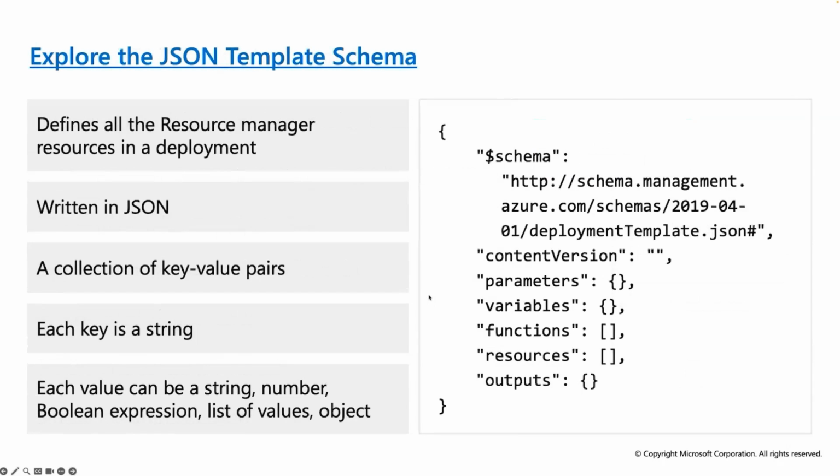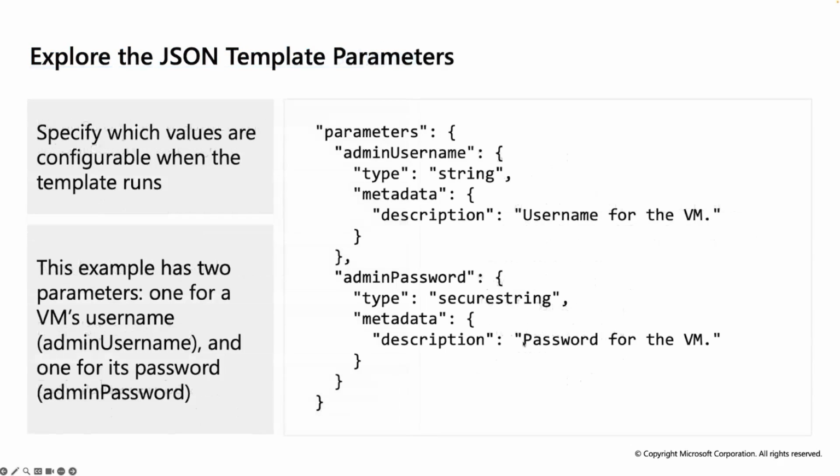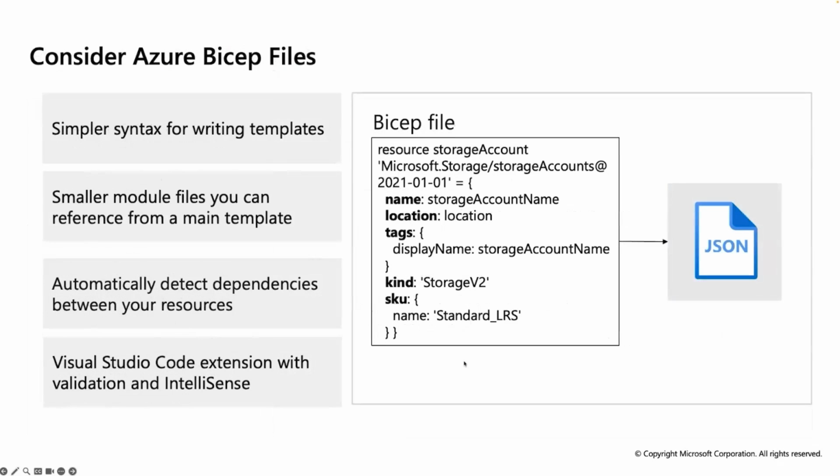Okay, so the JSON template schema looks like this. It's very comprehensive. This is just a very small, minor example. This is another JSON template parameter file. And here you go, the Bicep format. It might look exactly the same as JSON, but it has some different variations which can be used.